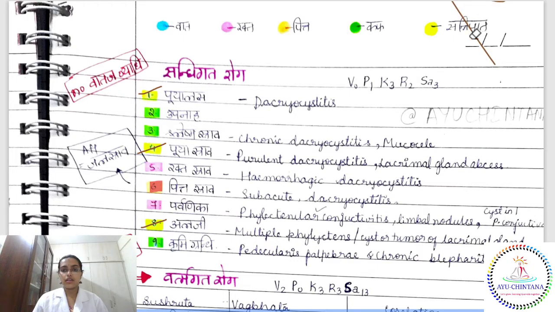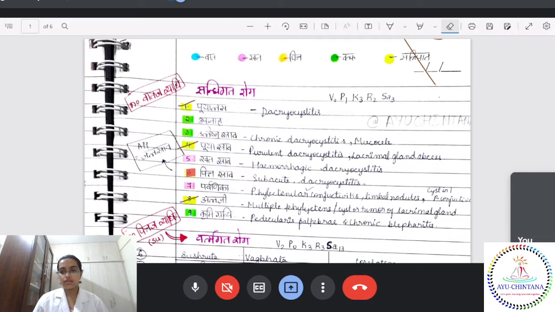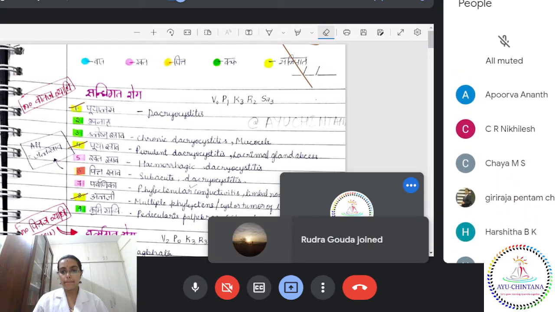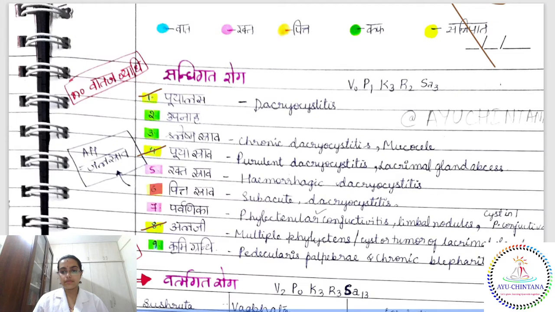Now, Apurva, can you repeat the 9 Sandhigata Vyadhi? Just the name? पूयालस उपनाः श्लेष्मस्राव पूयस्राव रक्तस्राव पित्तस्राव पर्वणिका अलर्जी कृमिग्रंथि. Okay. So the next point is to remember 9 Vyadhi.